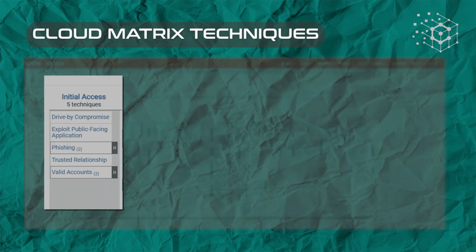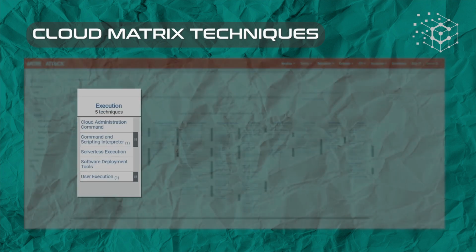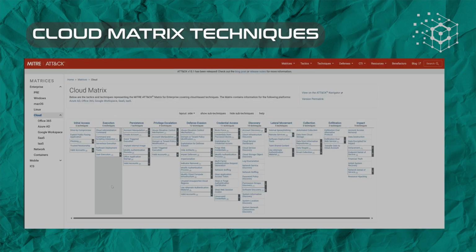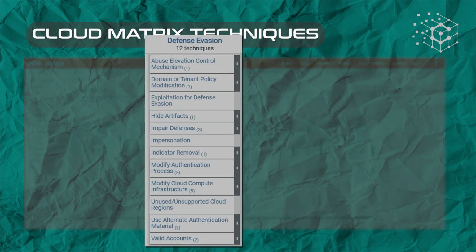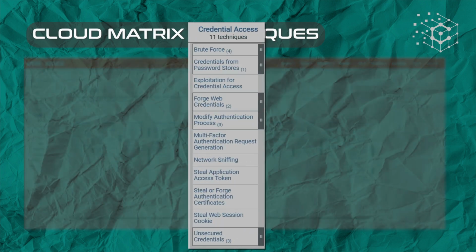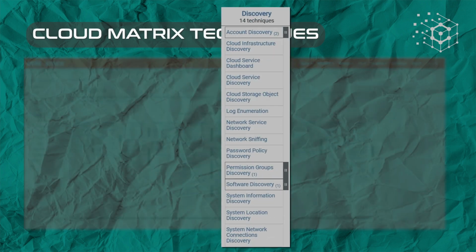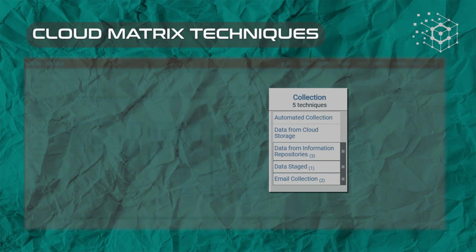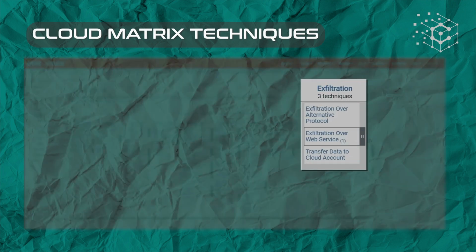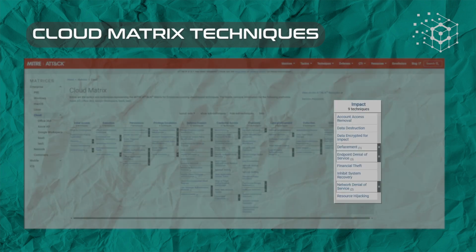We'll start at the top by discussing the generic cloud enterprise matrix seen here. Initial access has 5 techniques. Execution has 5 techniques. Persistence has 7 techniques. Privilege escalation has 5 techniques. Defense evasion has 12 techniques. Credential access has 11 techniques. Discovery has 14 techniques. Lateral movement has 5 techniques. Collection has 5 techniques. Exfiltration has 3 techniques. And impact has 9 techniques.